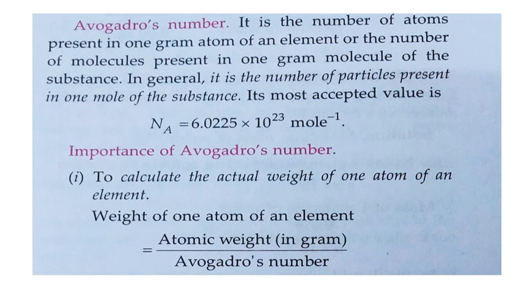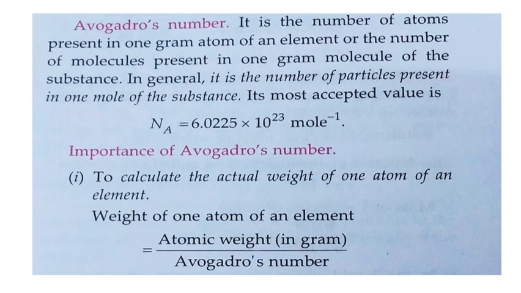Avogadro's number. It is the number of atoms present in 1 gram atom of an element, or the number of molecules present in 1 gram molecule of the substance. In general, it is the number of particles present in 1 mole of the substance. Its most accepted value is 6.0225 into 10 raised to power 23 per mole.